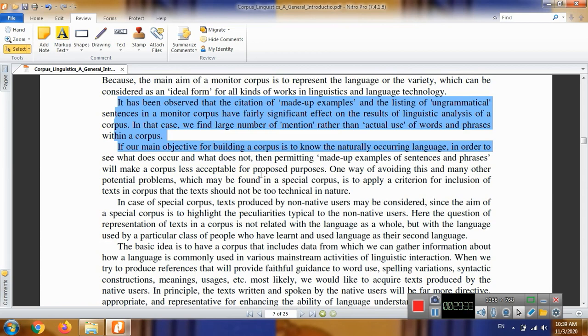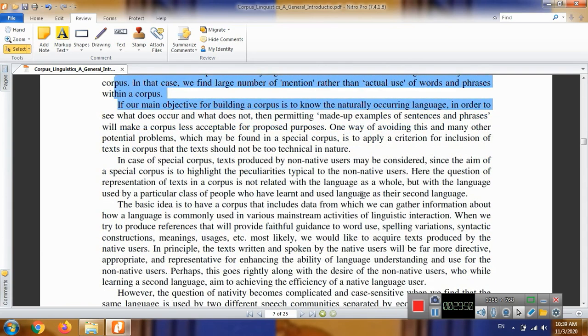One way of avoiding this and many other potential problems which may be found in a special corpus is to apply a criterion for inclusion of text in a corpus, that the text should not be too technical in nature.